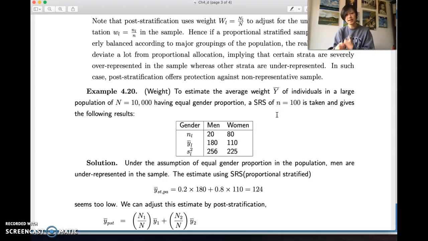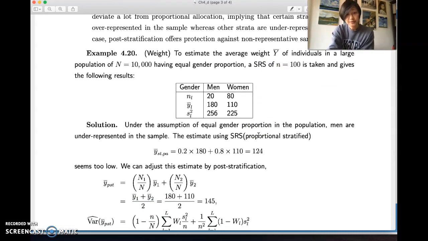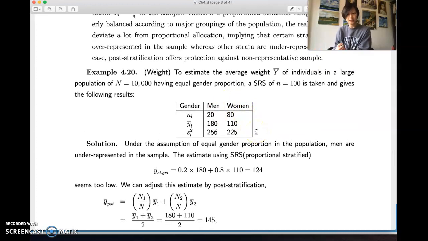So after we collect 100 data from the population, then we realize we actually collected 20 men, 80 women, and from this sample we have 180 and 110 for the average weight, and we have the sample variance. Okay, so in this case we actually perform a simple random sampling, but we can now obtain the gender information after conducting the interview. So we can consider this as a post-stratification method.